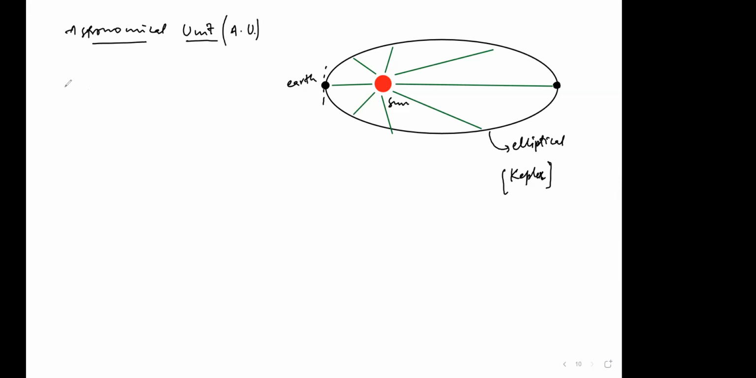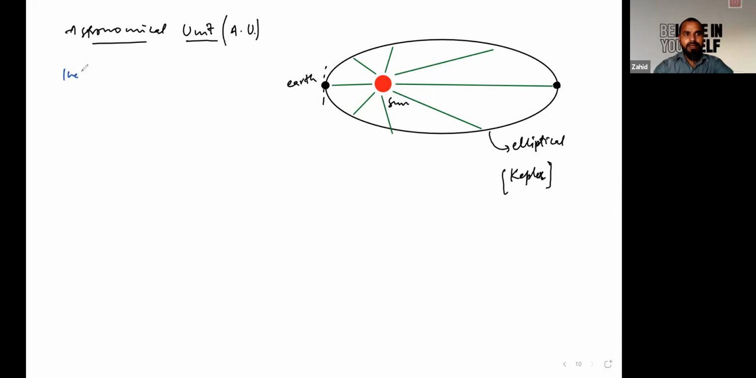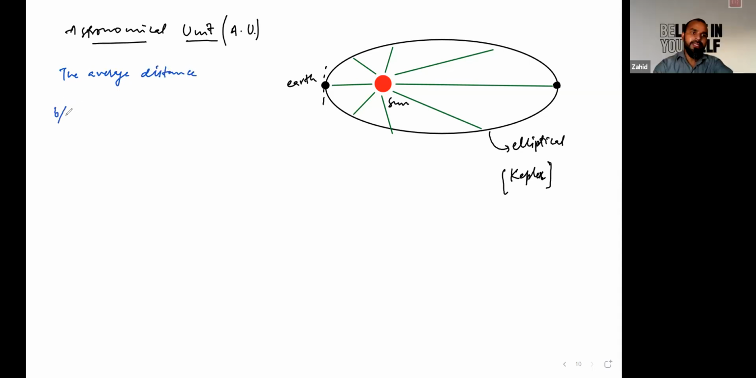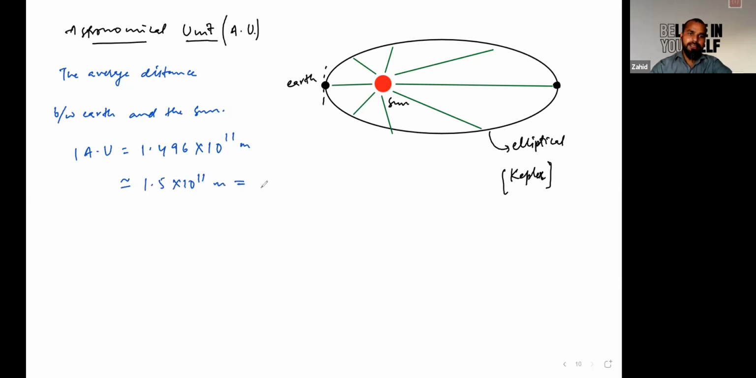Yes, sir. So the astronomical unit is nothing but the average distance between Earth and the sun, and one astronomical unit equals 1.496 × 10¹¹ meters, or approximately 1.5 × 10¹¹ meters, or I can say 150 million kilometers.